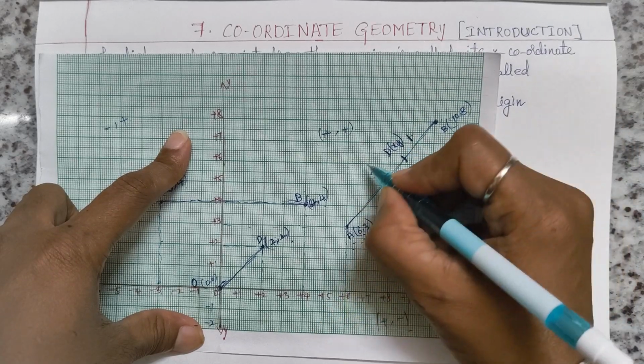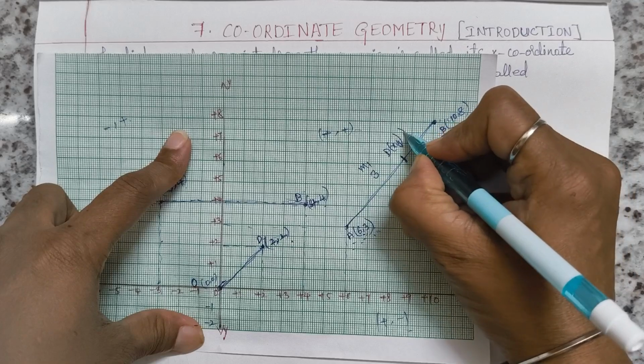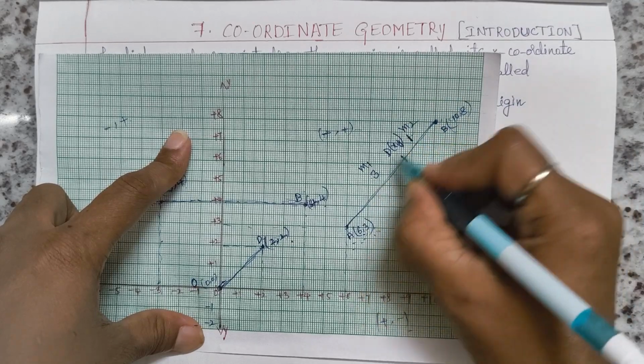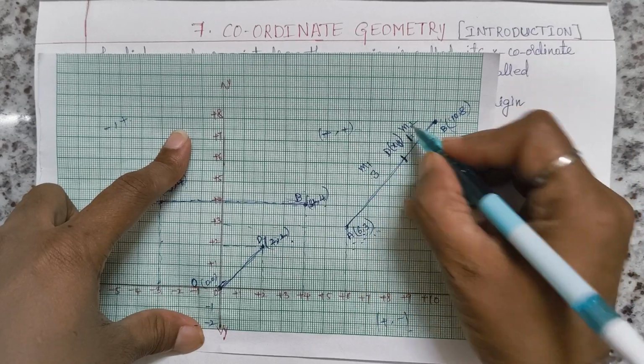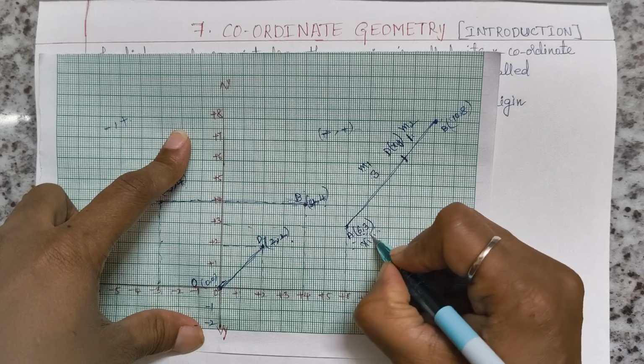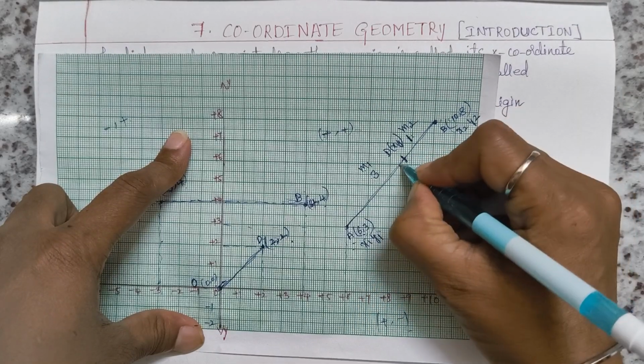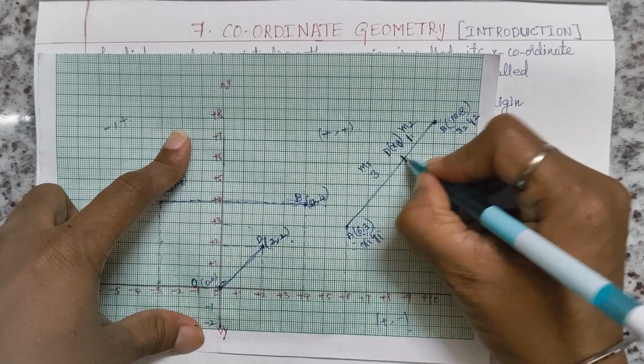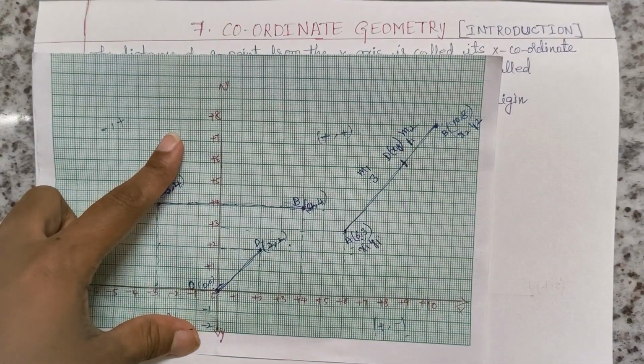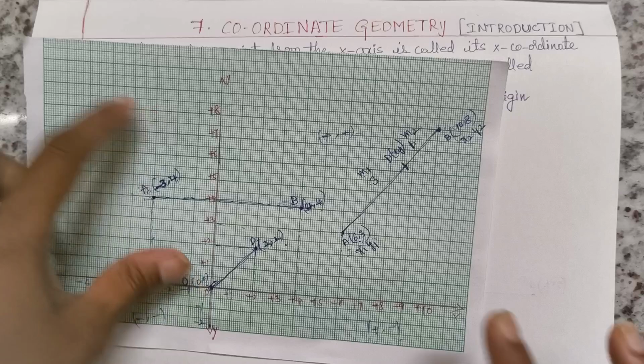This ratio, this one is called m1, this one m2, the 3:1 ratio. m1 is to m2. This one we will take as x1, y1. This one we will take as x2, y2. The coordinates of D, the point here, we have to find. We will use the section formula. What is the formula?